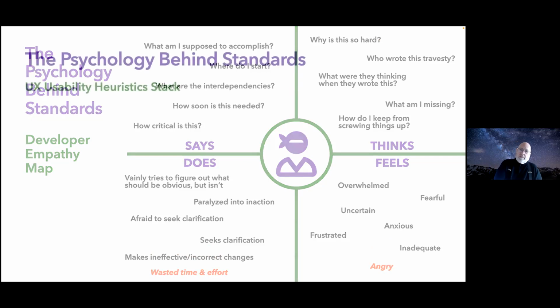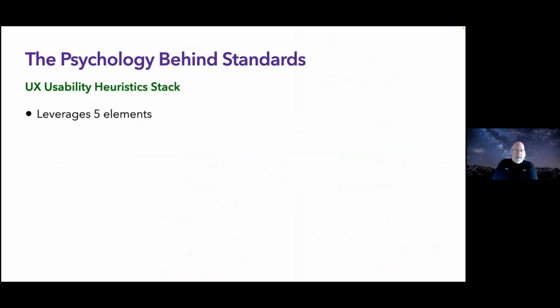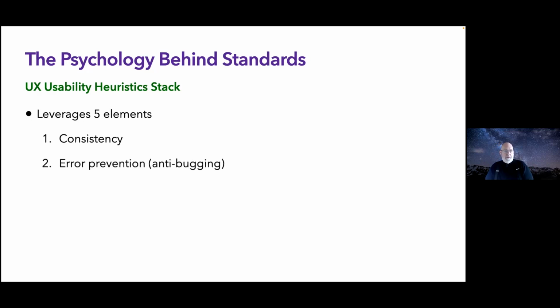So let's look at some more psychology behind standards. There's a UX usability heuristic stack, and standards leverage 5 elements of that. The first is consistency. The second is error prevention, back to anti-bugging again.